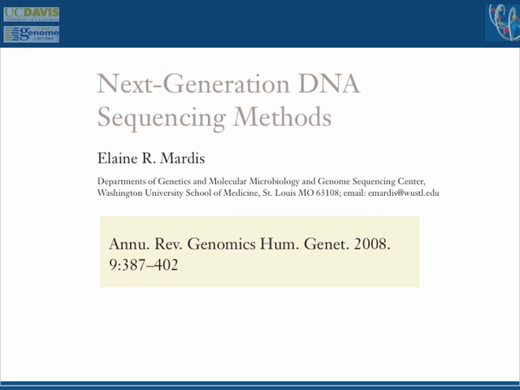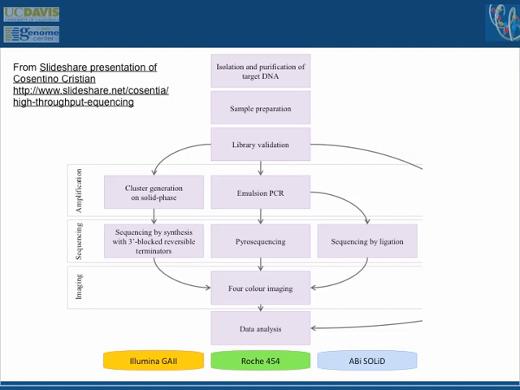I'll post all of these. There's a good review paper on all the methods up to Illumina sequencing that Elaine Mardis wrote, and I'll send this around. She's at the Washington University Genome Center and helped test and or develop many of these methods, and this is a really good review paper.